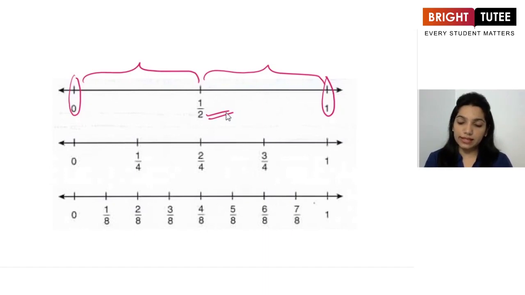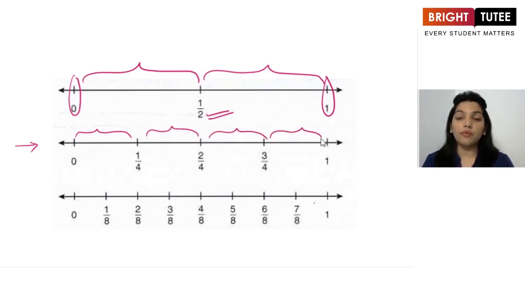Now look at the next number line here. Now what have we done? In the first one, we divided from 0 to 1 into 2 equal parts. Now we are dividing into 4 equal parts. See, 1, 2, 3 and 4. We see 4 equal parts. So look, 1 over 4, 2 over 4, 3 over 4, and what do you think will come next? It will be 4 over 4.